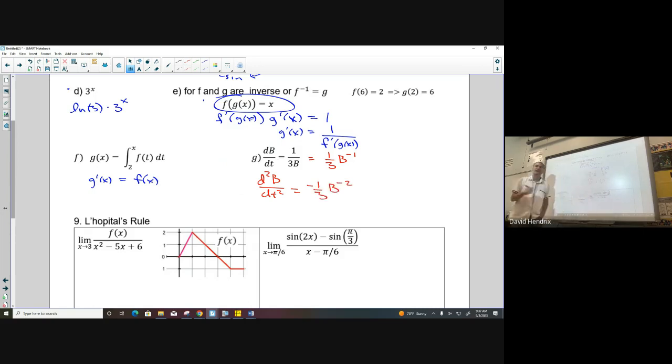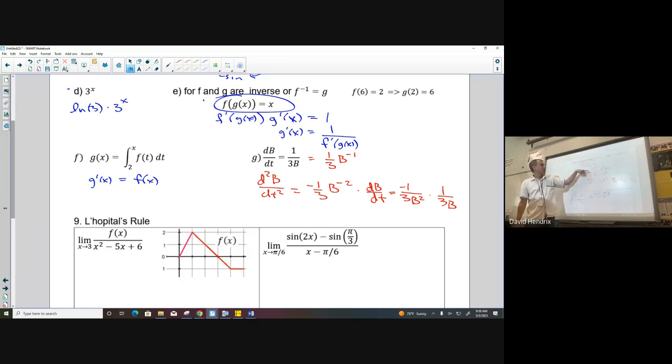And a lot of students leave it right there. But what do we need on this? What do we need to multiply by? dB/dt, right? So we need to multiply by dB/dt. And so we're really going to end up with negative 1 over 3b squared times 1 over 3b, right? So this would actually end up being your second derivative, okay? And so don't forget about that.